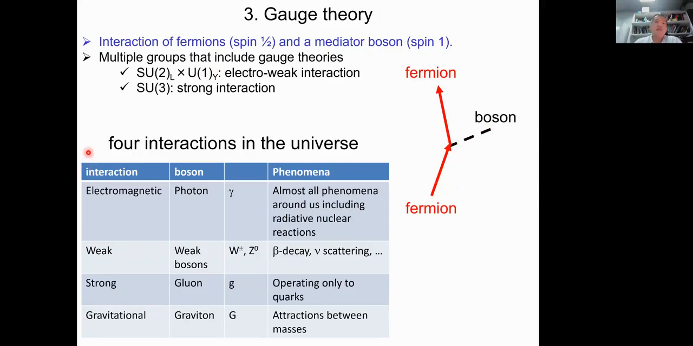This table summarizes the 4 interactions in the universe. As you know, there are 4 types: electromagnetic, weak, strong, and gravitational interactions. Associated gauge bosons are listed here. And these are the symbols for these bosons. Electromagnetic interactions are relevant for almost all phenomena around us, including radiative nuclear reactions. Weak interactions are relevant to beta decay and neutrino scattering, and so on. Strong interactions are relevant to the interaction associated with quarks. And gravitational interaction operates between masses.